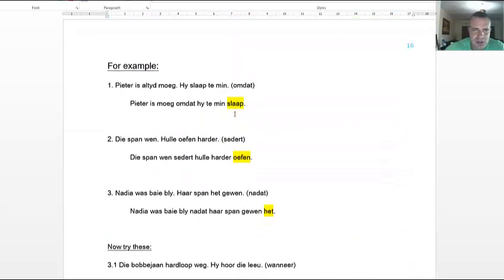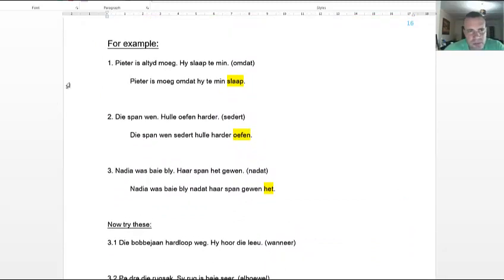So how does this work? Let me show you. For example, Pieter is altyd moeg. Pieter is always tired. Hy slaap te min. He sleeps too little. He doesn't sleep enough. Alright, what's your verb 1? There it is. Now you've gone and put omdat. He's always tired because he doesn't sleep enough.